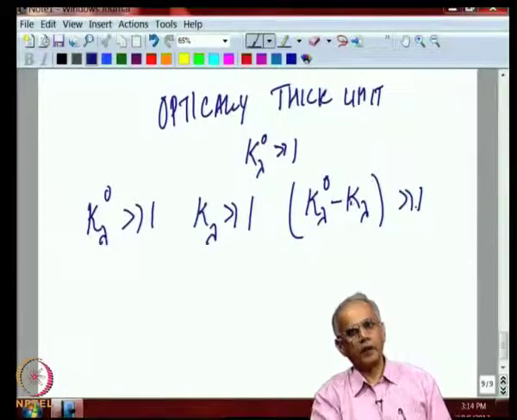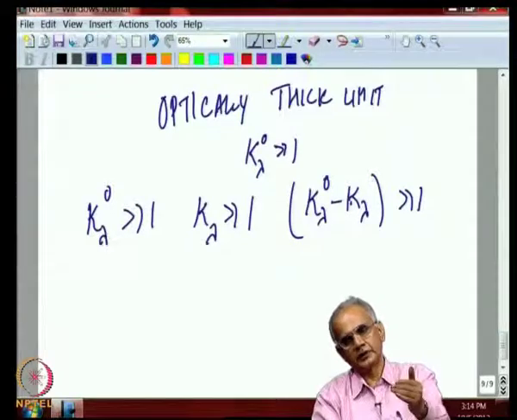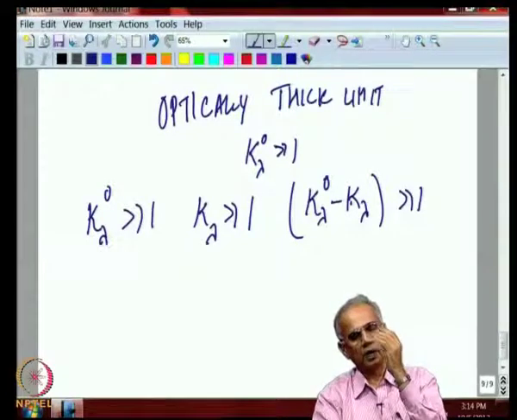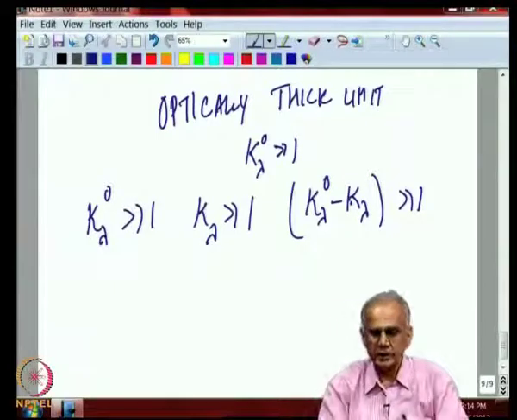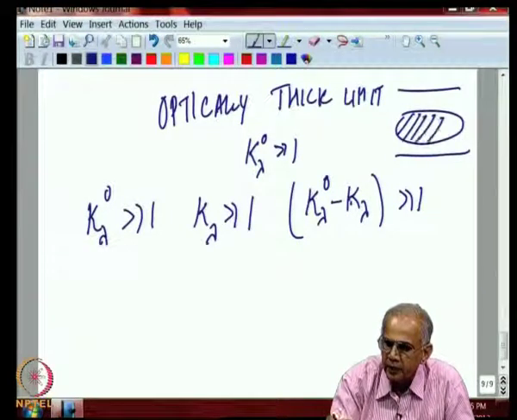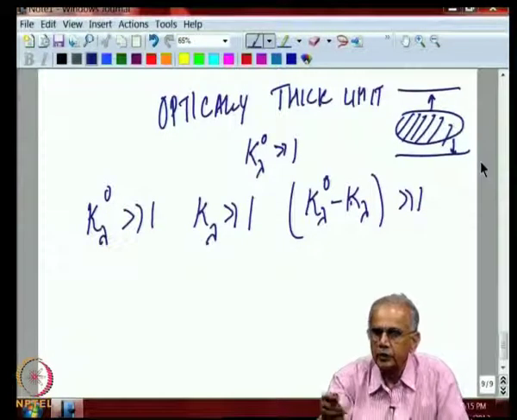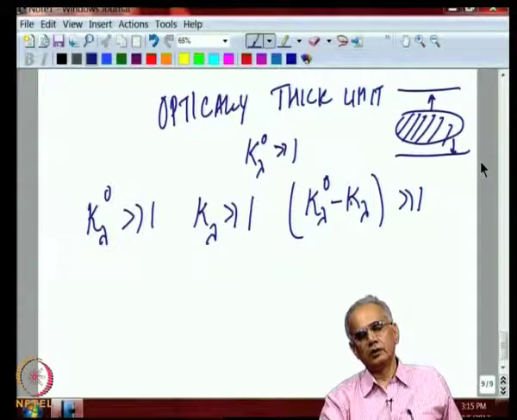So, you have kappa lambda 0 much greater than 1, kappa lambda much greater than 1, and also kappa lambda 0 minus kappa lambda also much greater than 1. Essentially, what he is saying is that in the two parallel plates, I am confining myself to the interior and not going too near this wall or this wall, because if I go near a wall, then I am going to violate the condition of optical thick limit.